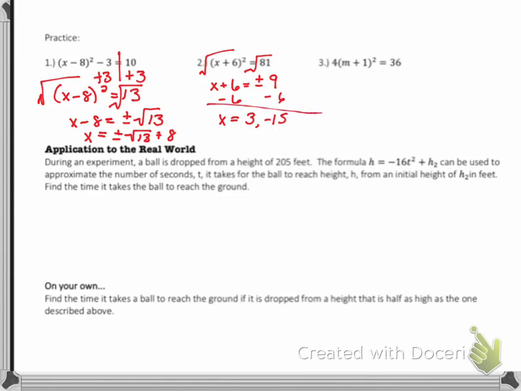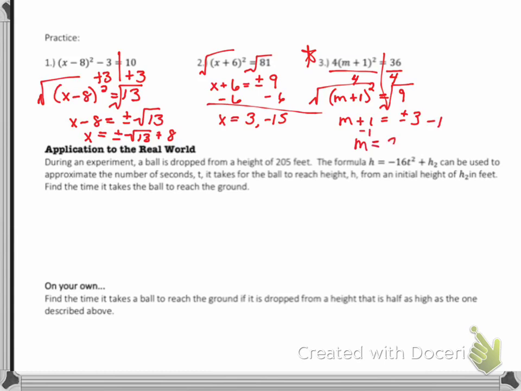And then number 3. Ooh, I like this one. Hopefully you didn't think you needed to distribute the 4. I would actually divide both sides by 4 first. And so then you're left with m plus 1 squared is equal to 9. And then you're going to square root both sides, and you're left with m plus 1 is equal to positive or negative 3. And then you'll subtract 1 from both sides. And so 3 minus 1 is 2, but then negative 3 minus 1 is negative 4.